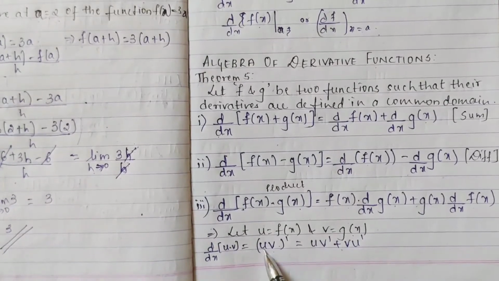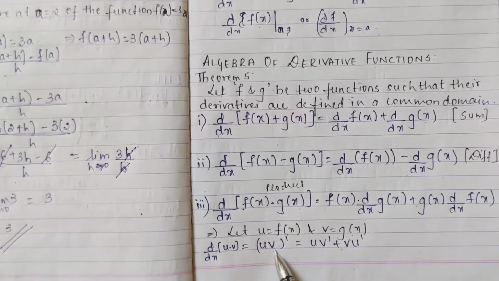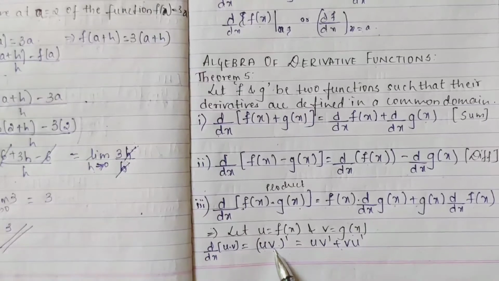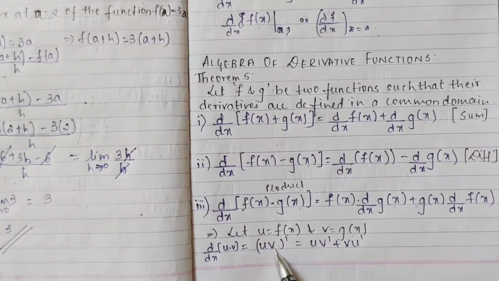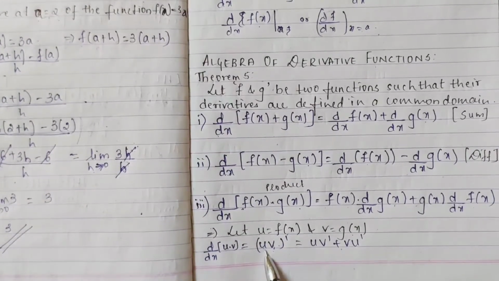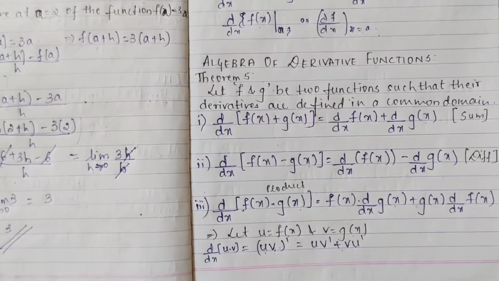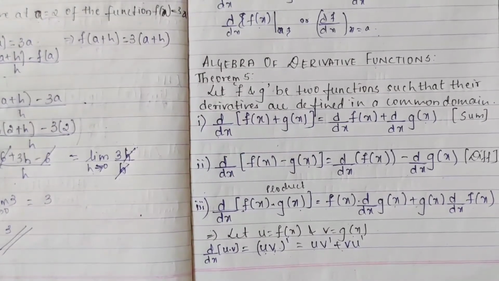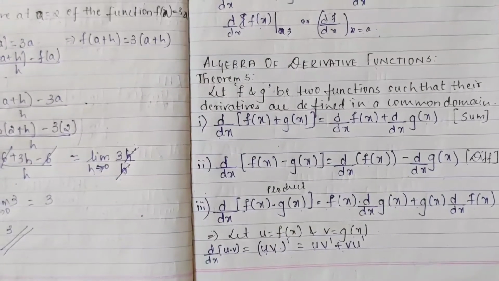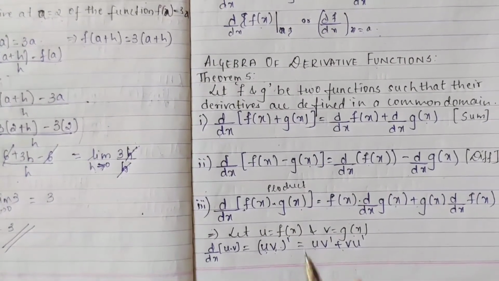So how will it be? Keeping your u as it is, finding the derivative of v, plus keeping your v as it is, finding the derivative of u. So it will be u v dash plus v u dash. I hope I am clear. In terms of uv, you can take it.